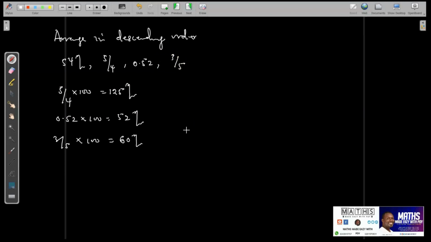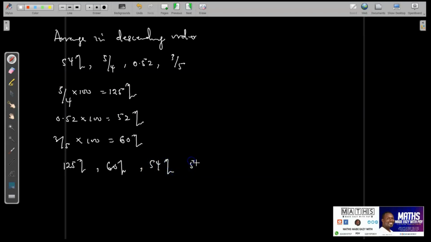And the answer is 60%. Okay, so in this case, we've seen that the largest percentage among the data is 125%. And that should be followed by 60%, then followed by 54%, and then finally 52%.